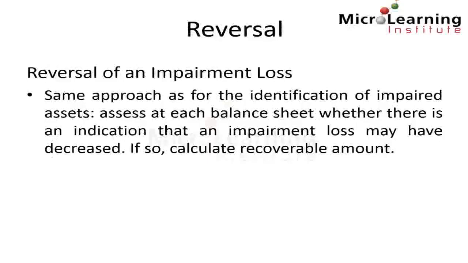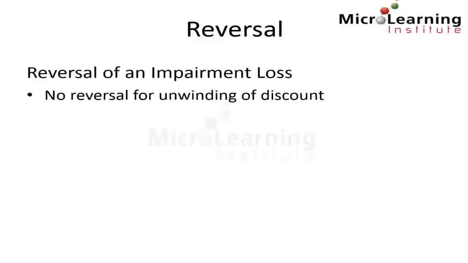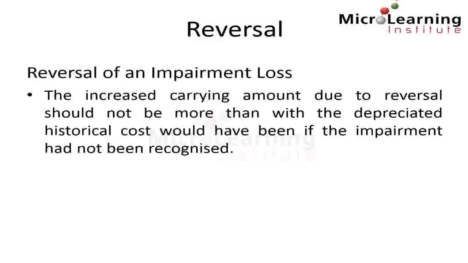Here we take the same approach as for the identification of impaired assets. We assess at each balance sheet whether there is an indication that an impairment loss may have decreased, and if so, we calculate the recoverable amount. There's no impairment reversal for the unwinding of a discount. Also, the increased carrying amount due to reversal of an impairment should not be more than what the depreciated historical cost would have been if the impairment had not been recognised.